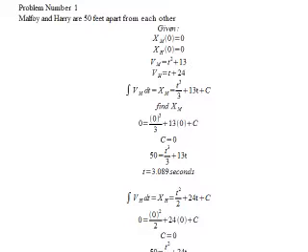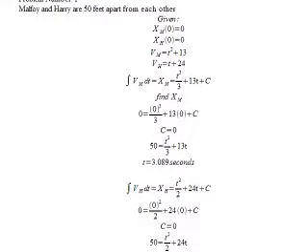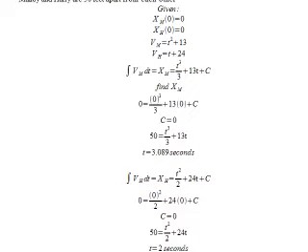We want to find the position function for Malfoy, and to do so we must integrate the velocity function, which will give us t cubed over 3 plus 13t plus c. Now we want to find c, so we use the given values and set the equation equal to 0 and plug in 0. So 0 equals 0 cubed over 3 plus 13 times 0 plus c. c is equal to 0.